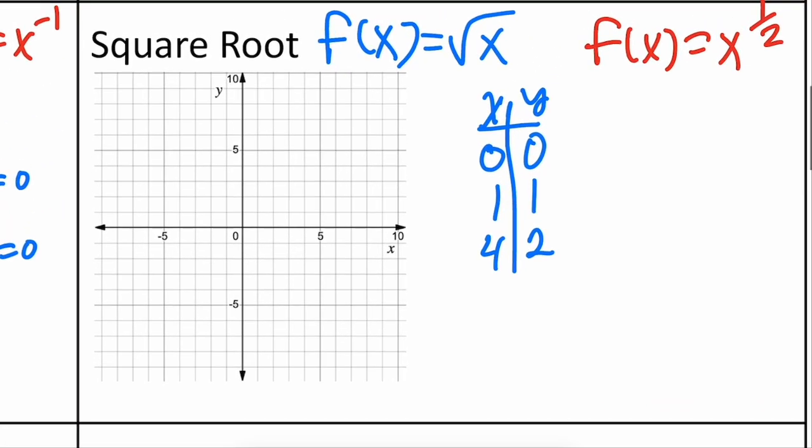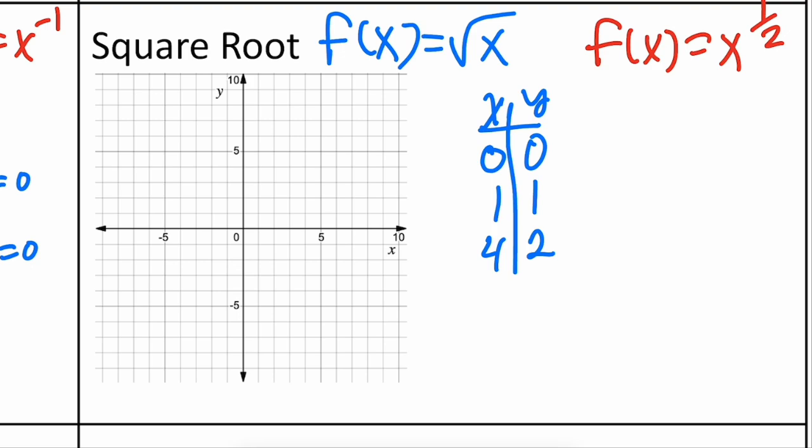So let's go to our graph paper and let's graph our square root function. At 0, we are at 0. At 1, we are at 1. At 4, we are at 2. If you wanted to even be more specific, at 9, we are at 3.